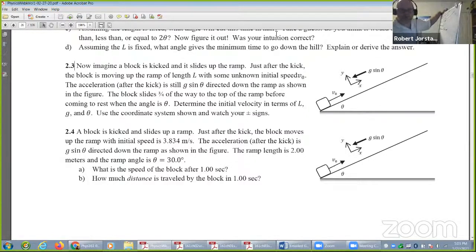Okay, the block is kicked, it slides up the ramp. After the kick, it's moving up the ramp of length L with some unknown velocity V0. Its acceleration is still g sine theta down the ramp. So it's basically a similar block, similar ramp. So I'm going to assume it's still frictionless. Comes up when the angle is theta.